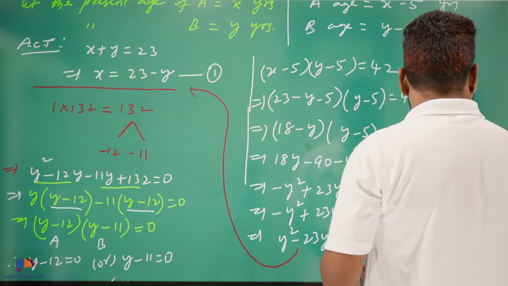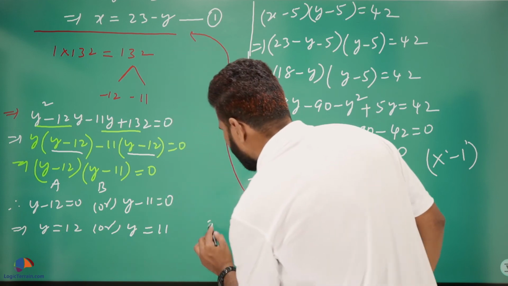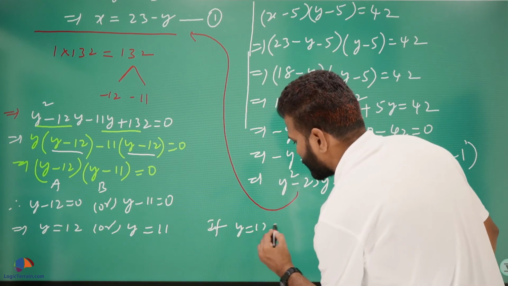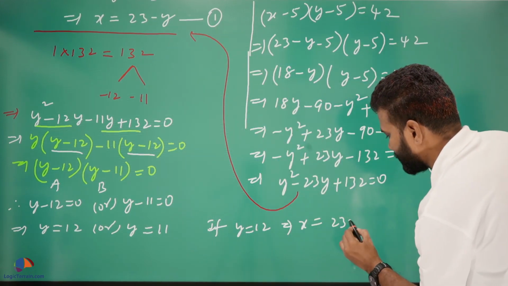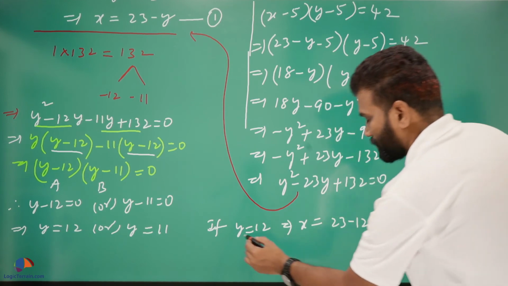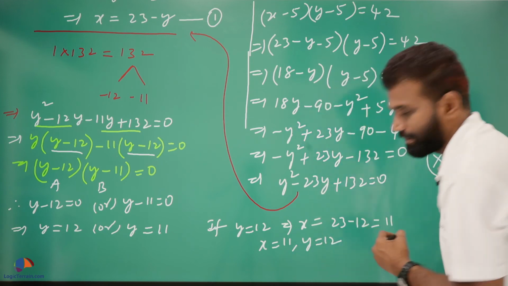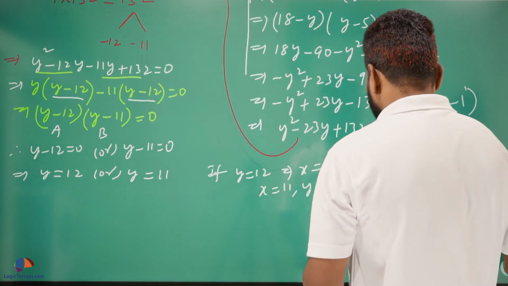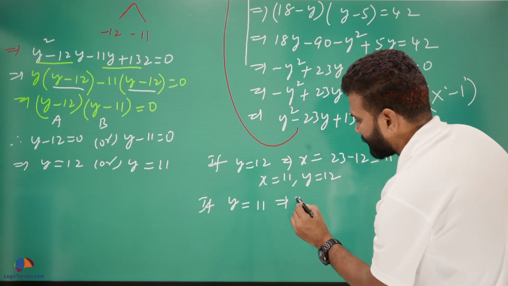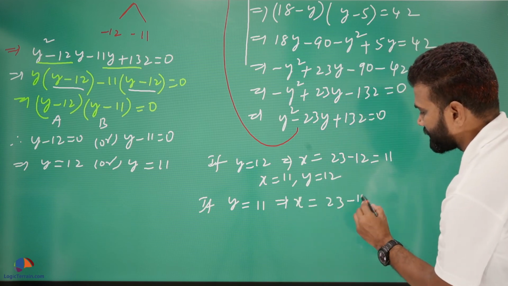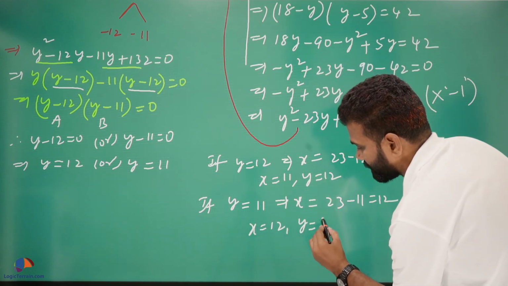So X is 23 minus Y. If Y is equal to 12, then X is equal to 23 minus Y. So 23 minus 12, this becomes 11. So here the set is X is equal to 11, Y is equal to 12. Otherwise, if Y is equal to 11, then X is equal to 23 minus 11, that is 12. Therefore the set X is equal to 12, Y is equal to 11.